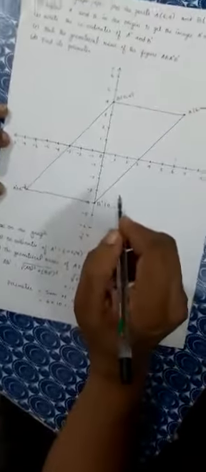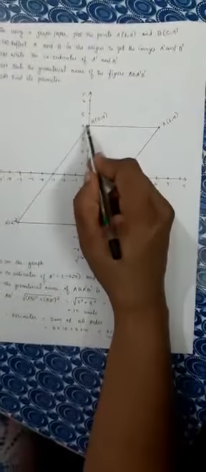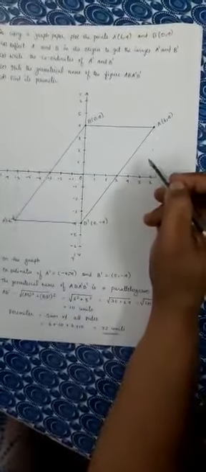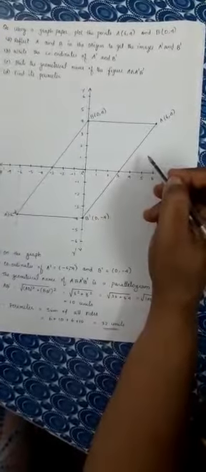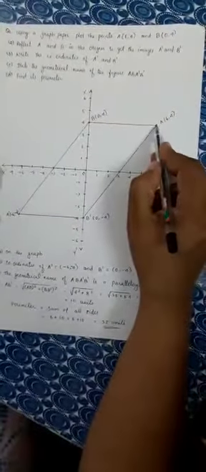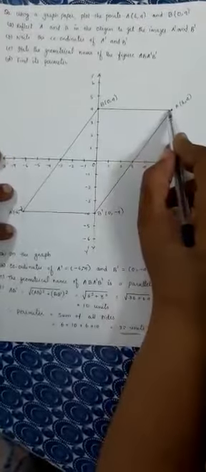Next, state the geometrical name of the figure A, B, A dash, B dash. This figure is a parallelogram. Next, find its perimeter. Perimeter means sum of its boundaries. You know the length of AB. Length of AB is 6 units.